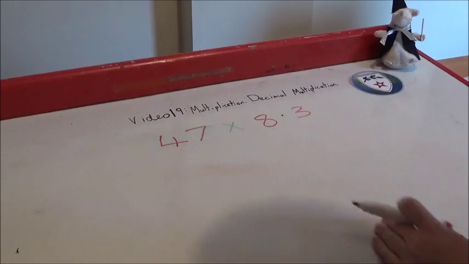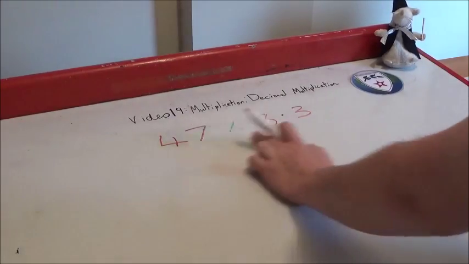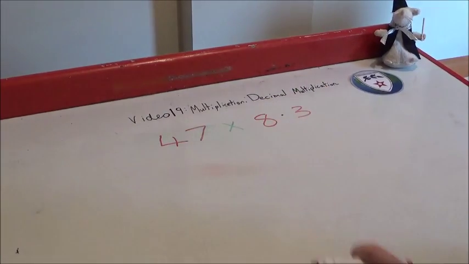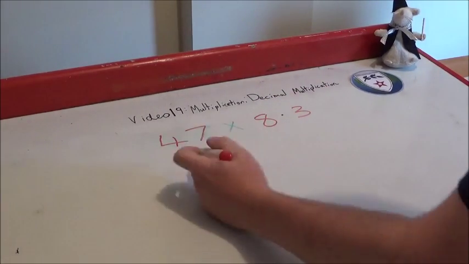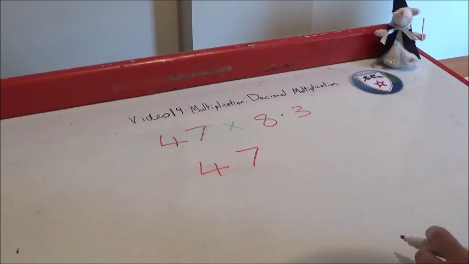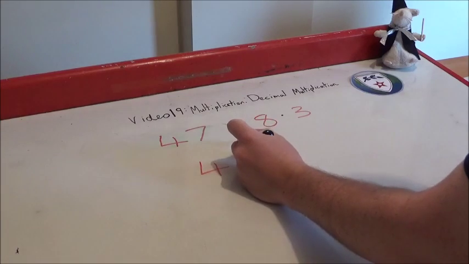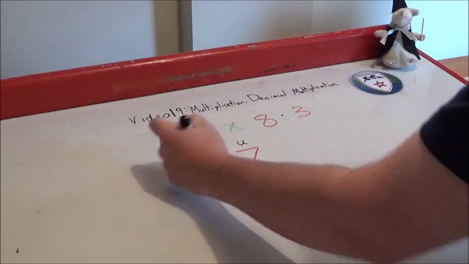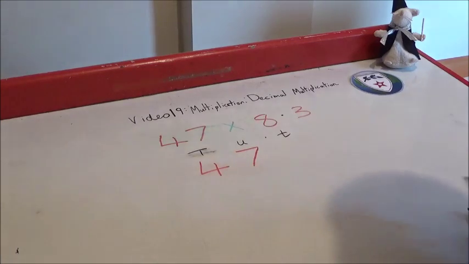Okay, let's try something a little bit harder. Here we've got 47 multiplied by 8.3. So we're actually looking at this slightly differently. And the way we set it out, even though in the same way as all the others, we've got to be really careful again with our columns, because here's our units column, that's our tens column, and then we have our tenths column as well.